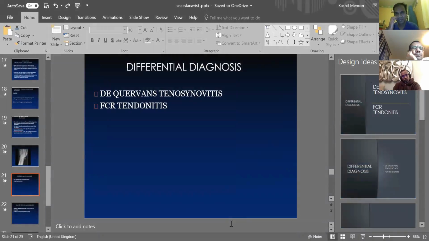Coming to the differential diagnosis, as I mentioned earlier, most of these patients present with radial-sided wrist pain. So you can start from the soft tissues in terms of de Quervain's disease, FCR tendinitis, then SLAC, SNAC, which are divided into different stages. If the patient is presenting with mid-carpal symptoms, then you can add carpal abutment syndrome as well in the differential diagnosis.